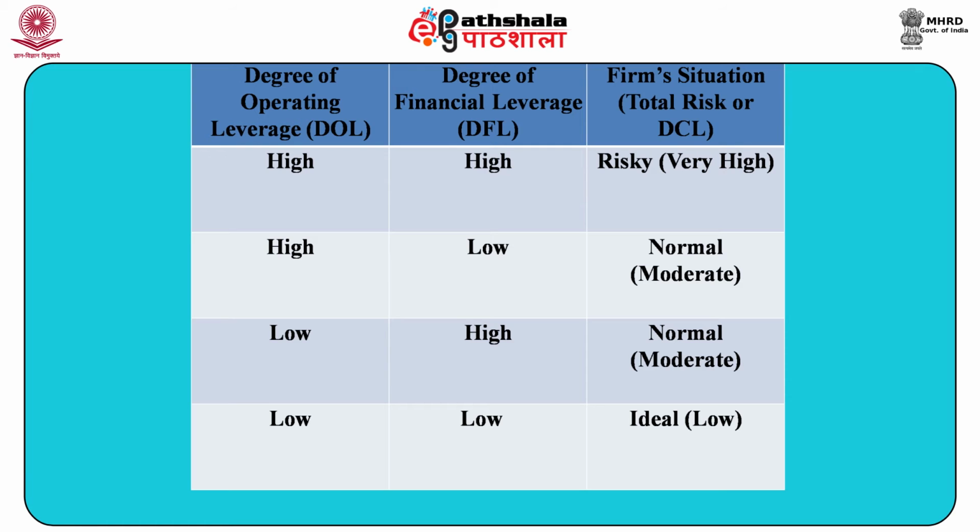Total risk measured by combined leverage should be kept as low as possible by keeping either or both operating and financial leverages low. If operating leverage is favorable and financial leverage is unfavorable, keep DOL high and DFL low. If operating leverage is unfavorable and financial leverage is favorable, keep DOL low and DFL high. If both are unfavorable, keep both DOL and DFL low. If both are favorable, keep either DOL or DFL high, but not both, as keeping both high will be very risky.